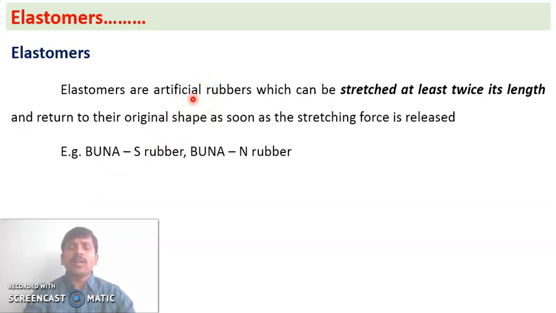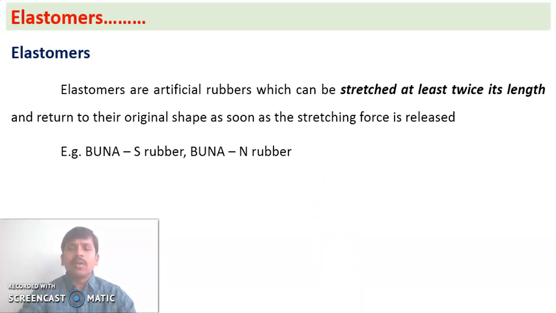So elastomers are artificial rubbers which can be stretched twice their length and return to their original shape when the stretching force is released. So we can stretch elastomers twice their length, and when we release the stretching force, they will get back their original shape. Those types of artificial rubbers are called elastomers. Examples for elastomers are Buna S rubber and Buna N rubber.